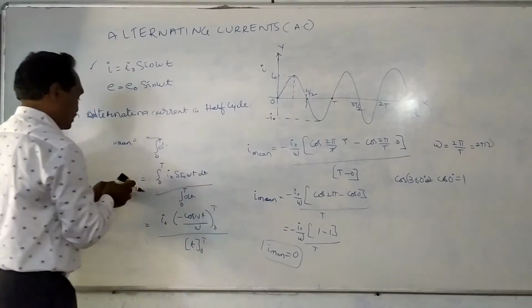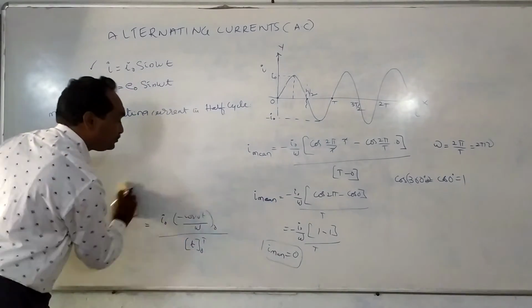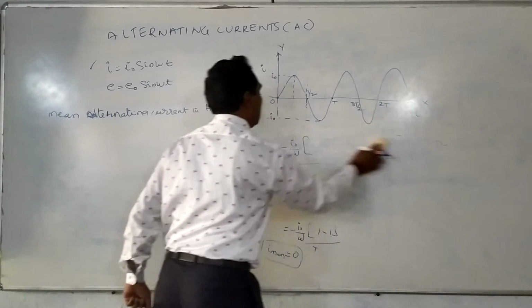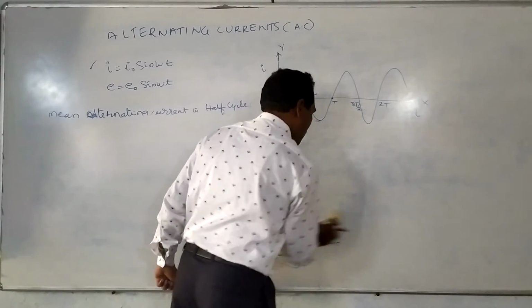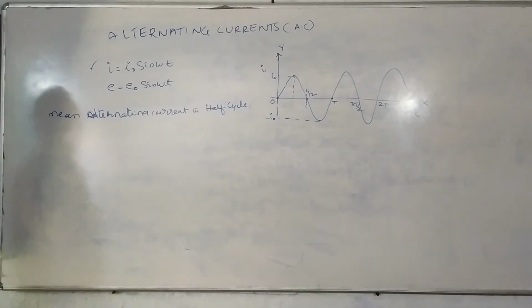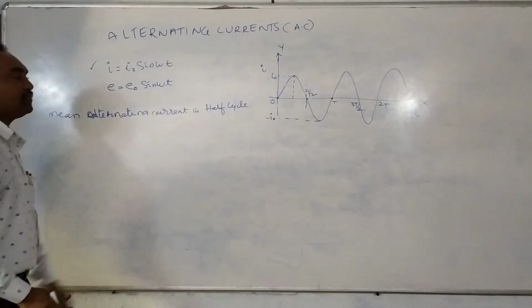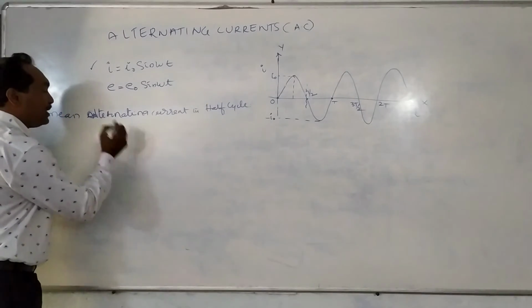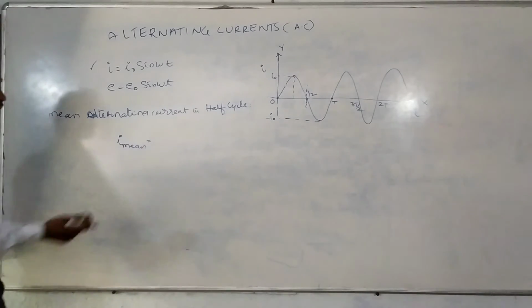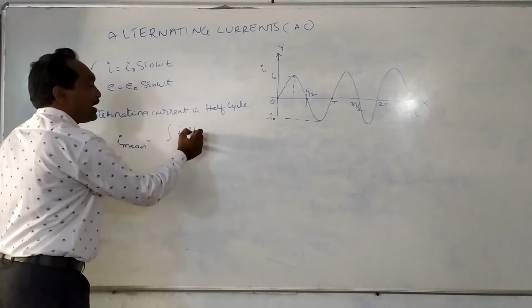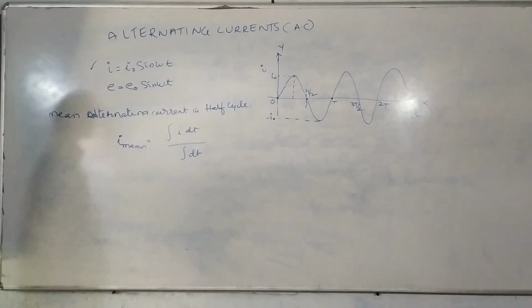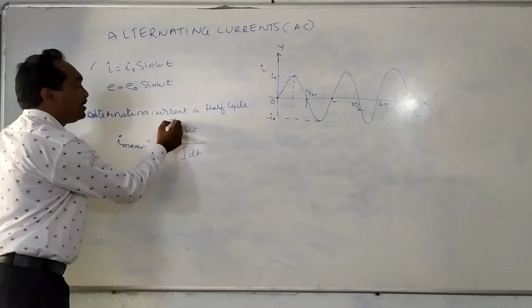How can we calculate? We can easily calculate the half cycle when we follow the previous article. This is the average current for the full cycle. So what is this? Alternating current for the half cycle. So the alternating current mean, I mean, is equal to the total current required, that is the integration of I dt divided by the integration of dt, but the limits are 0 to T by 2.